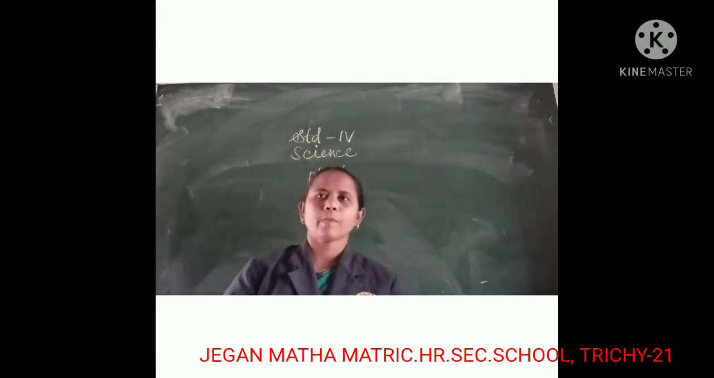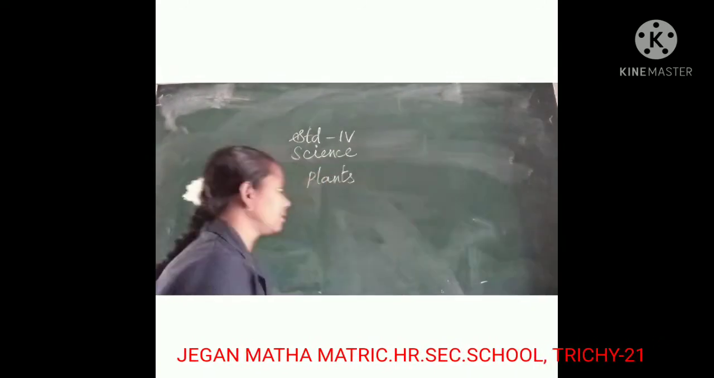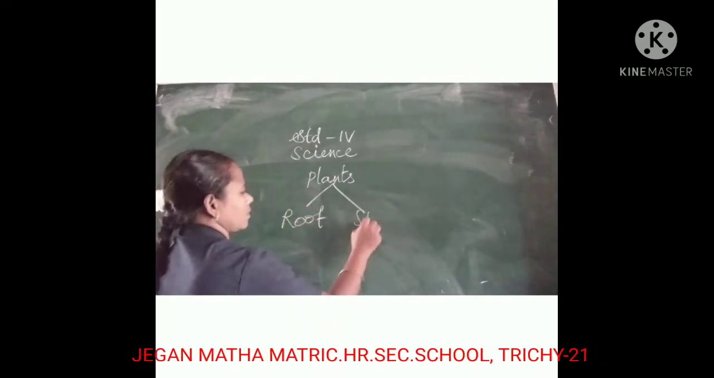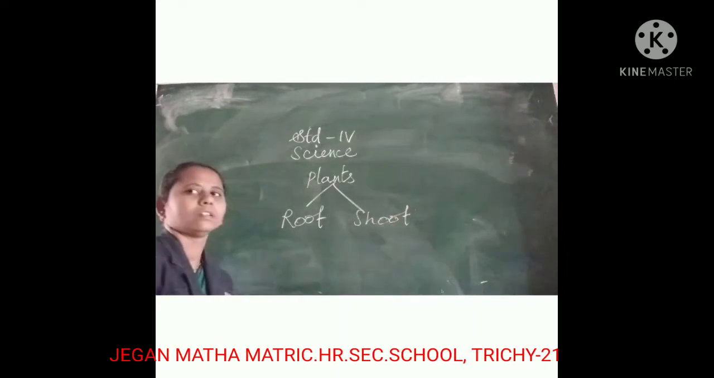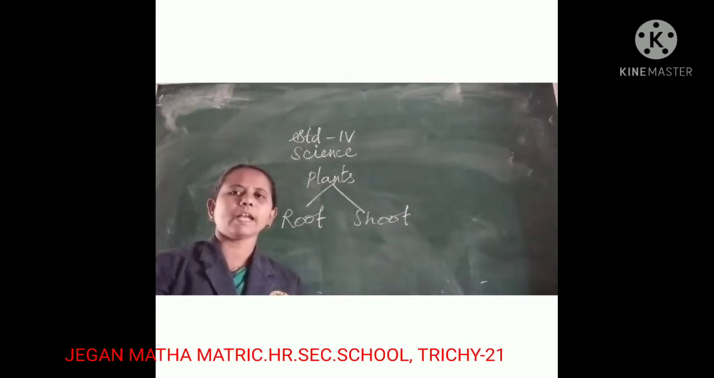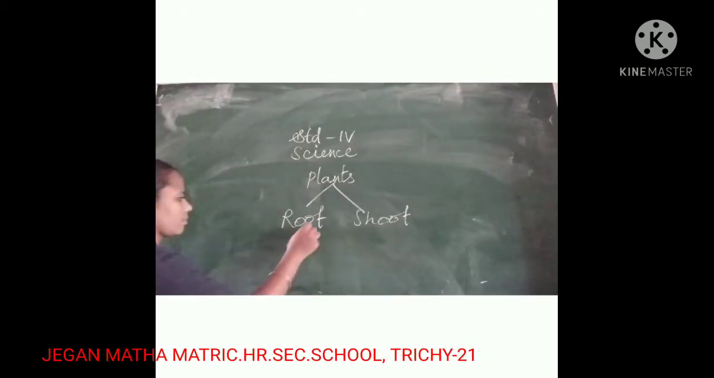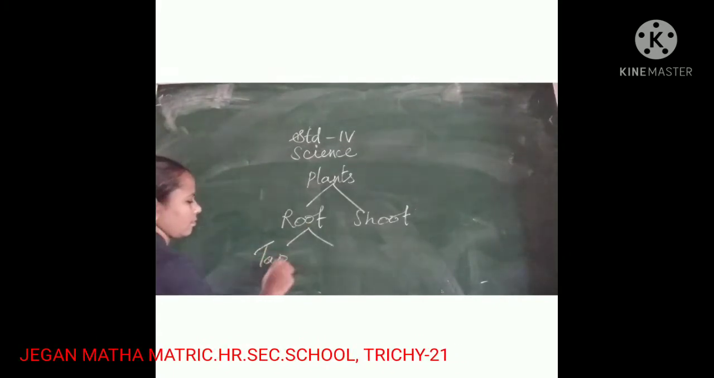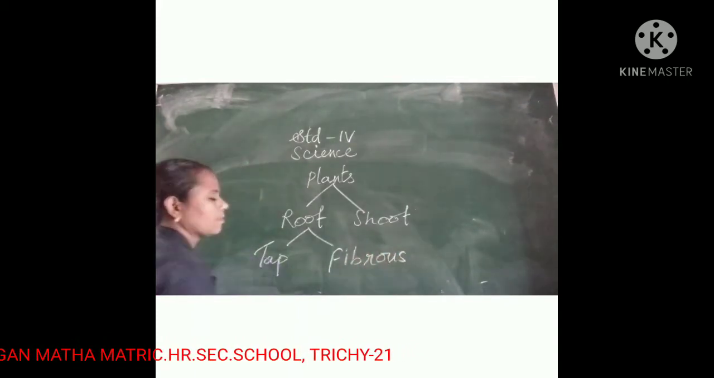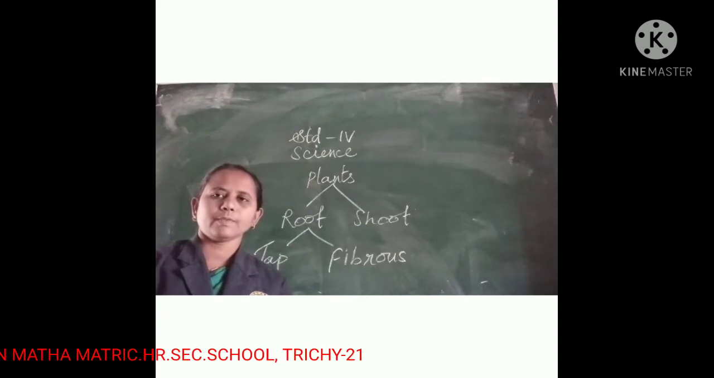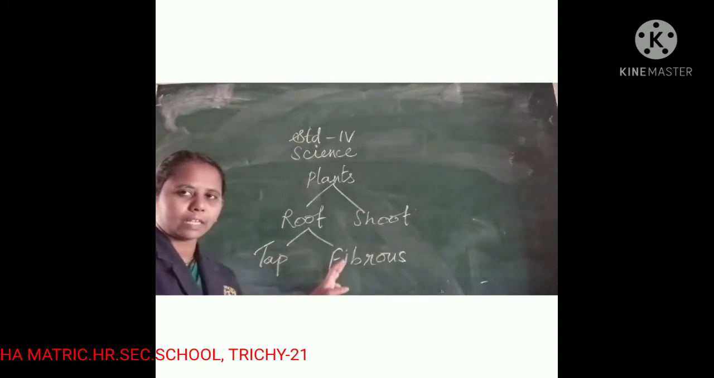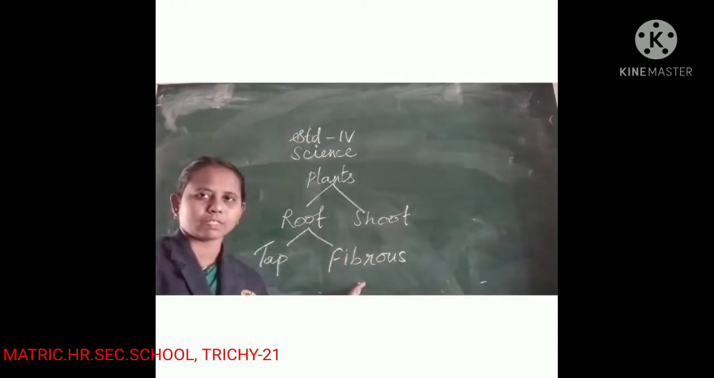Plant consists of two main parts, root system and shoot system. In the root system, there are two other parts, taproot system and fibrous root system. In this video, we will learn about the root system, the different types of taproot and fibrous root system.